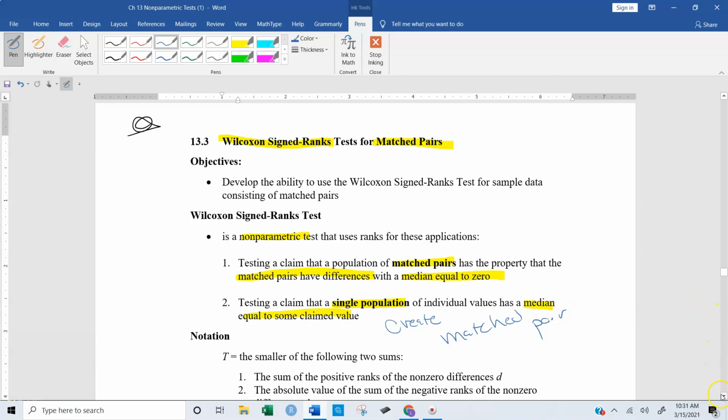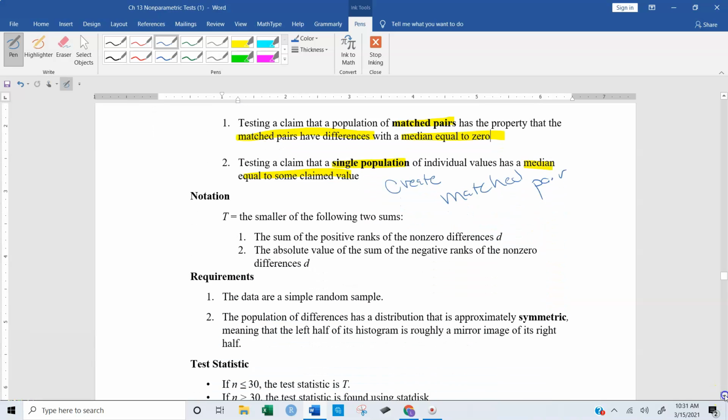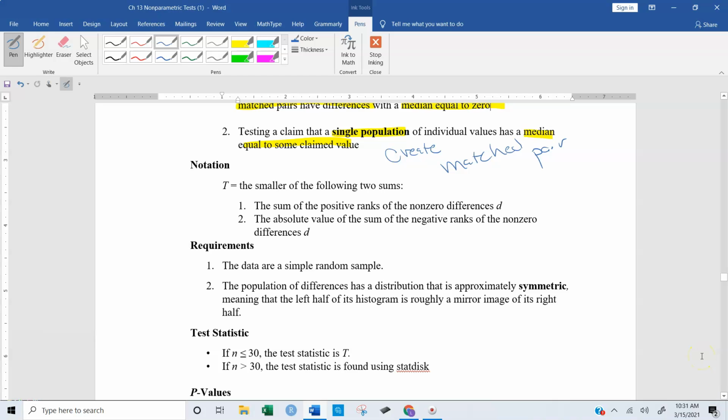Now, when you're going through here, we have to calculate T, our test statistic, and our critical values. T equals the smaller of the two numbers. So we're looking at the total sum, like how many positive numbers and how many negative numbers: the sum of the positive ranks and the absolute value of the sum of the negative ranks. So who has a bigger number? This is of the non-zero differences. We're going to calculate those, and we'll show you that here in a little bit. It's also in StatDisk.